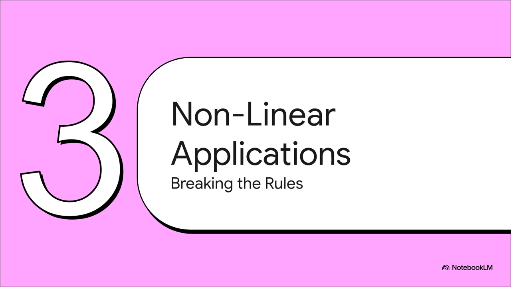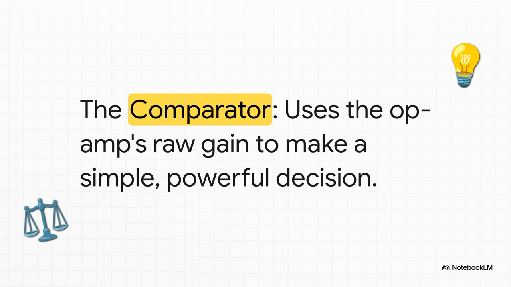All right, so we've seen the op-amp when it's being all polite and predictable. Now, let's check out its wild side, the rule breaker. This is where we stop trying to preserve the signal and instead use the op-amp's raw, untamed power to make some serious decisions. And the number one job for the rule-breaking op-amp? Being a comparator. This is the op-amp in its purest, most fundamental decision-making mode.